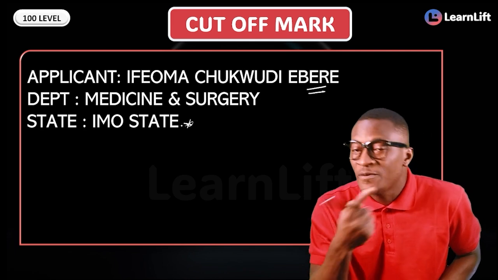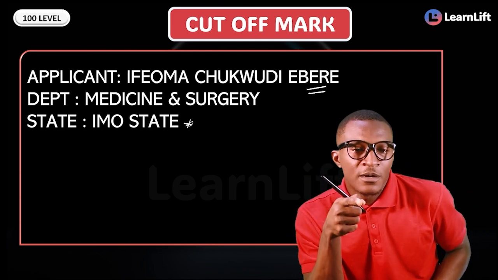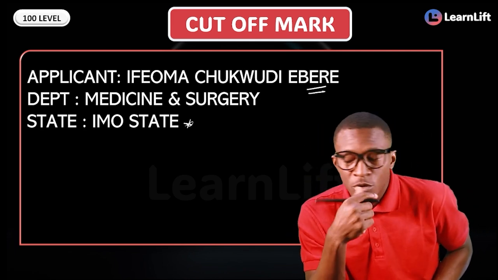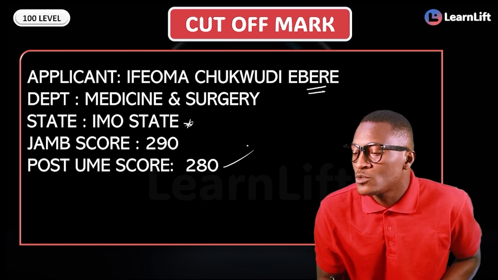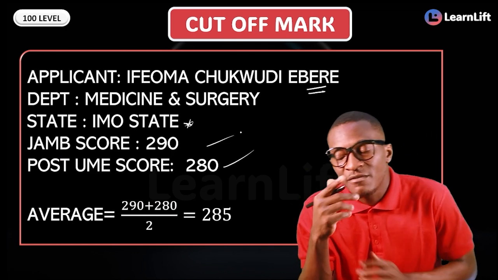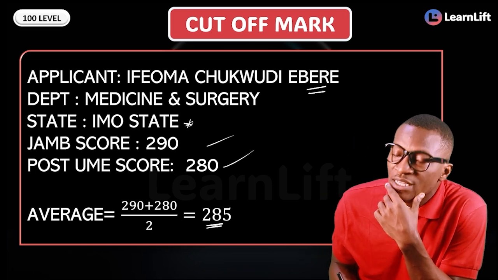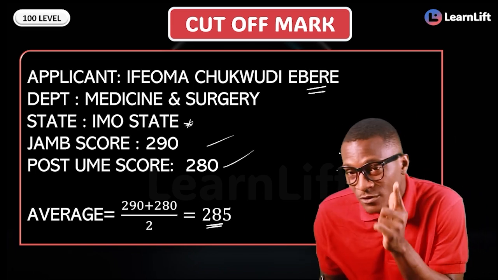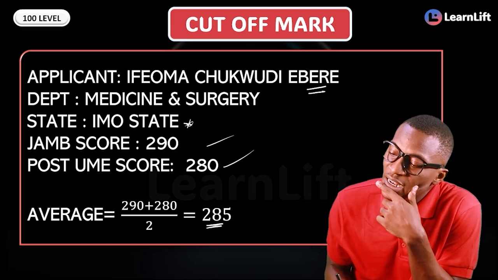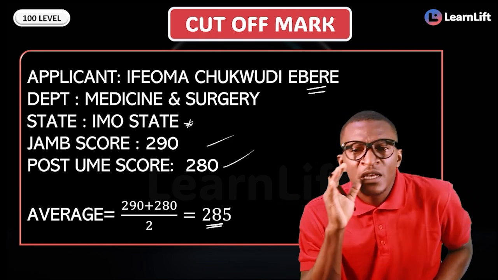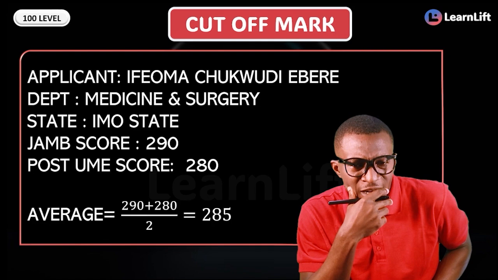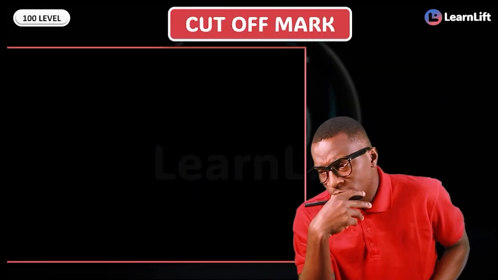Take note of that. The first guy is from Cross River, but this lady is from Imo State. Let's say her JAM score is 290 and her aptitude test is 280. The average is 285. The first guy had 274 and he's from Cross River. The other person had 285, and she's from Imo State. Now, let's take a look at the cutoff mark for medicine.